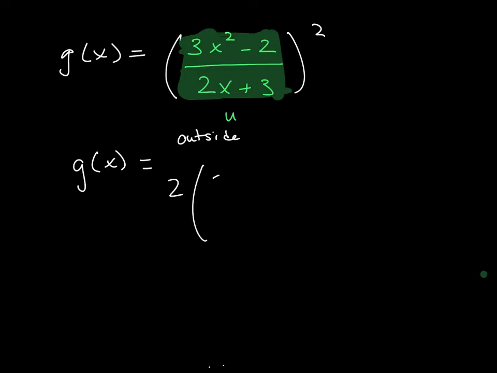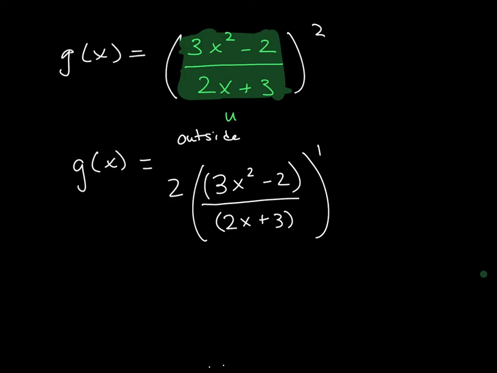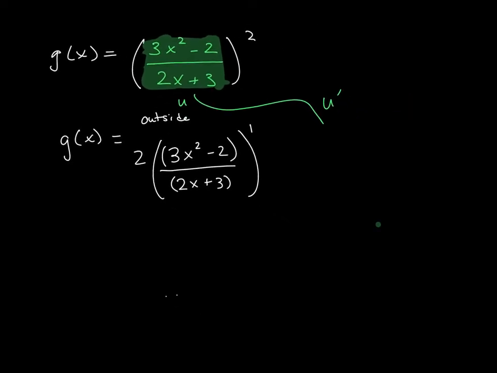Everything on the inside, that U stays the same for the chain rule, all divided by 2x plus 3. That is now to the first power because I subtracted 1 from the outside. Now I need to multiply all of this times the derivative of the inside. Now, to find U prime, I need the quotient rule here.